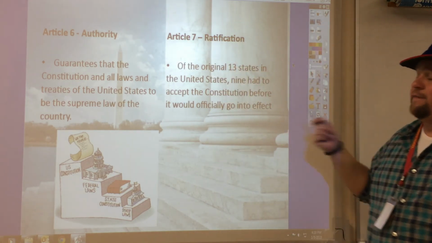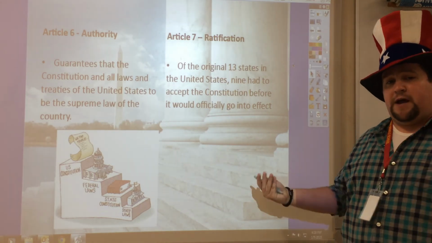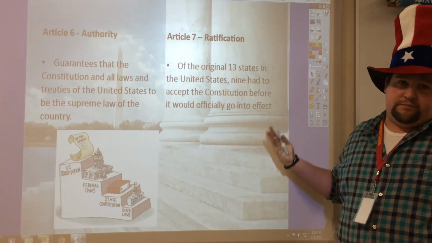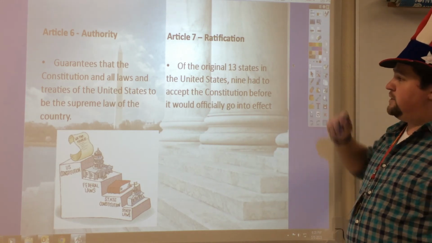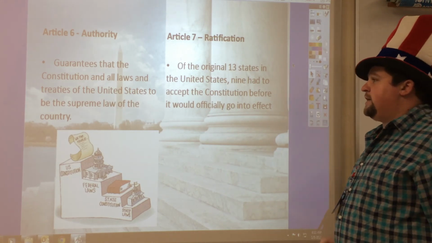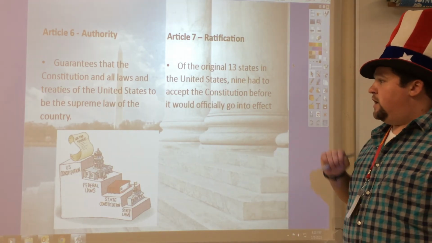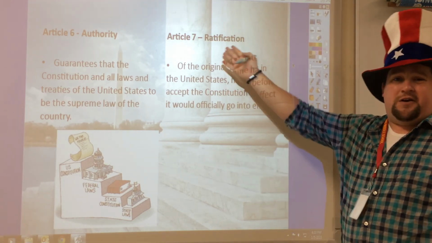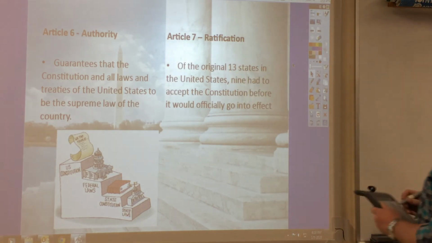Article 7 deals with ratification. Article 7 isn't really relevant anymore because once the Constitution was ratified, it kind of doesn't matter, okay? All it says is that of the original 13 states in the United States, 9 had to accept the Constitution before it would officially go into effect. And then, of course, once it does go into effect, then we don't really need Article 7 anymore, but it's there nonetheless.